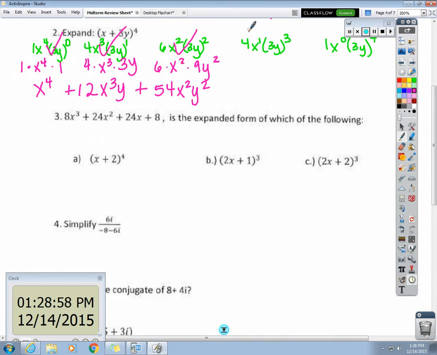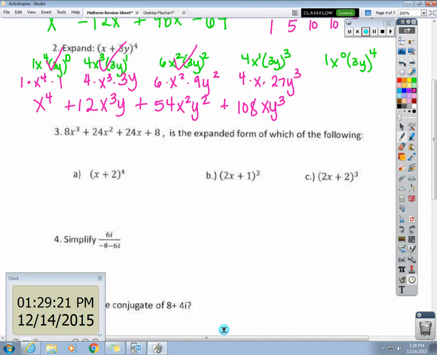Okay, so in this 4th term, we have a 4 times an x times a, what's 3 cubed? 27. What's y cubed? Y cubed. Then you do 4 times 27 and you get positive 108 and then xy cubed.